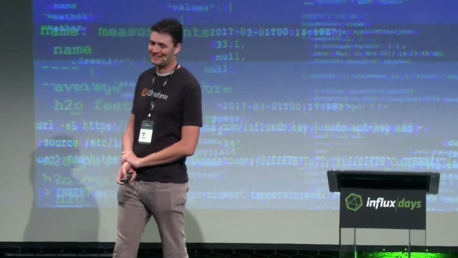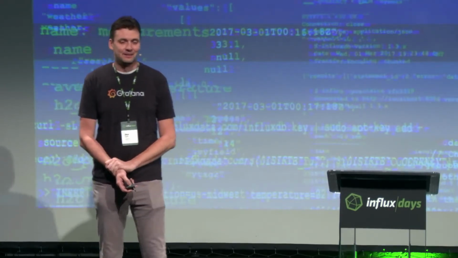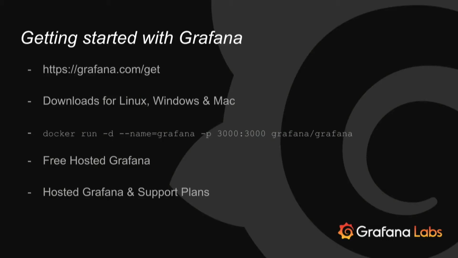So, how do you get started using Grafana? Well, there are a few different ways, similar to Influx, similar to basically everyone right now. If you go to grafana.com/get, we'll direct you exactly where you need to go. There are downloads for Linux, Windows, Mac, one line to run it with Docker. We also have free hosted Grafana. So you can go to grafana.com, you can get a free hosted Grafana instance for you to use, connect it to your time series databases, build dashboards, do all that sort of stuff.